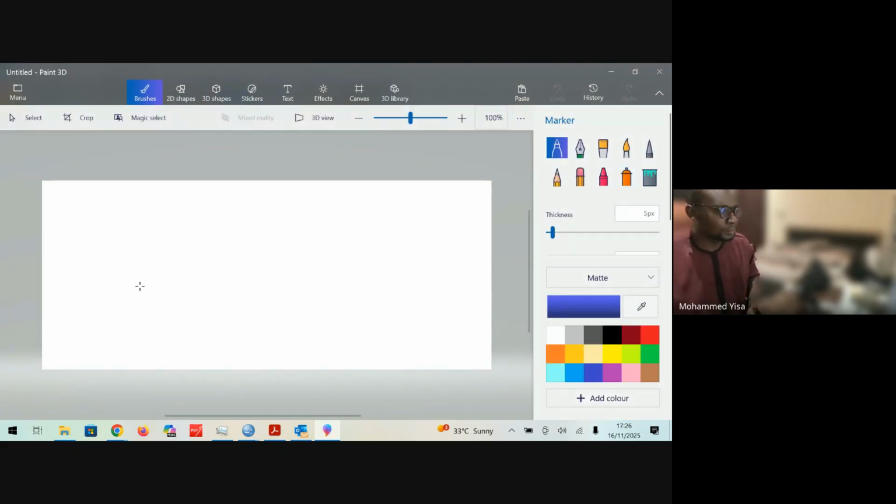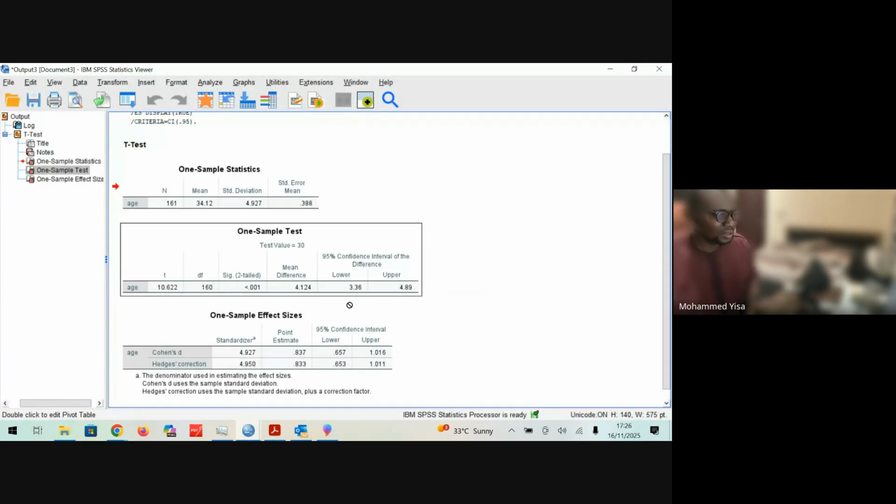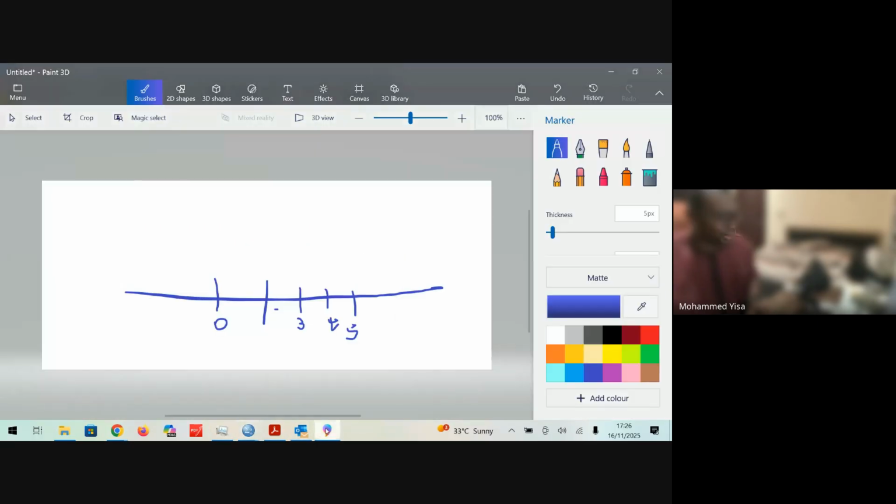So, yeah. So this is a number line, right? And then let's say this is 0, 1, 2, this is 3, this is 4, this is 5. Here we have 0. And where's our confidence interval? It's between 3.36 and 4.89. So when we come to the number line, where is it? Let's say 3.36 is here.